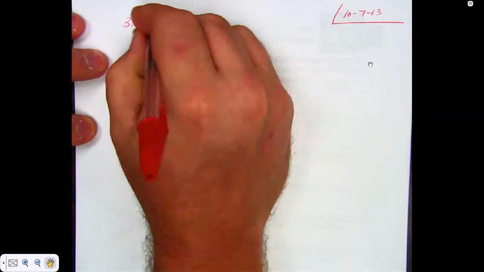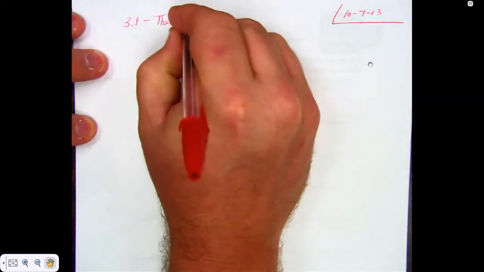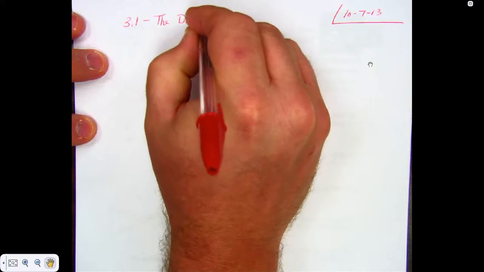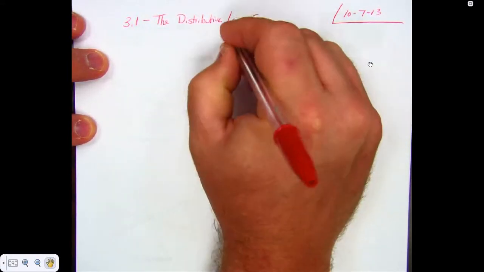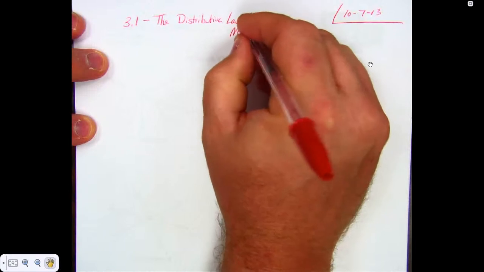3.1. What is 3.1? What should I write down here? Distributive law of multiplication.